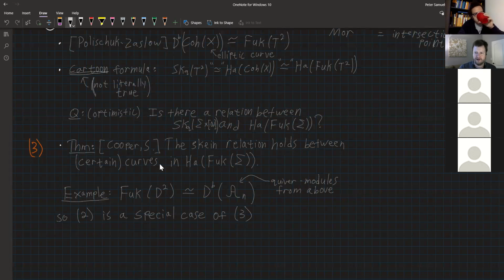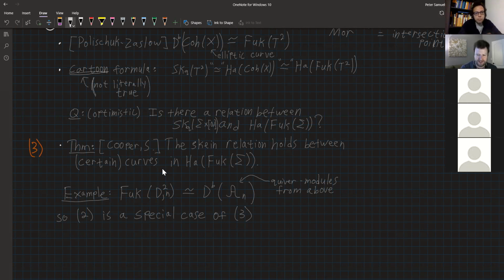In particular, we show that this is true for the disk. If sigma is the disk, then to be a little more precise, you need some marked points on the boundary of the disk. You put n marked points on the boundary of the disk, take the Fourier category, and then you get the derived category of A_n quiver modules.